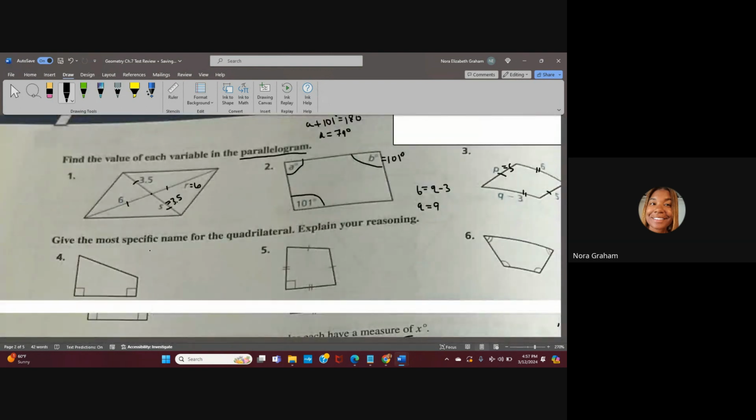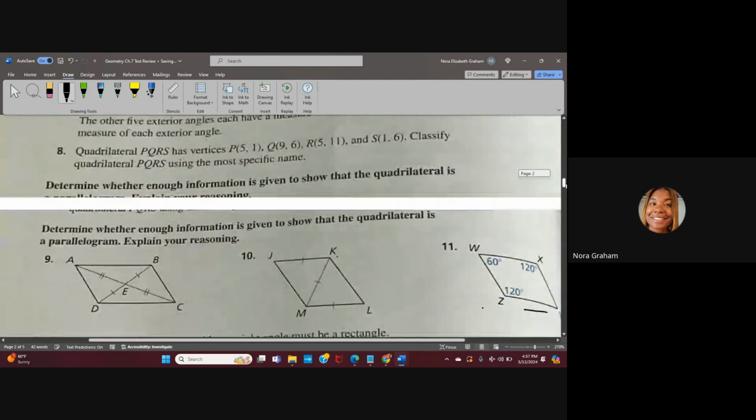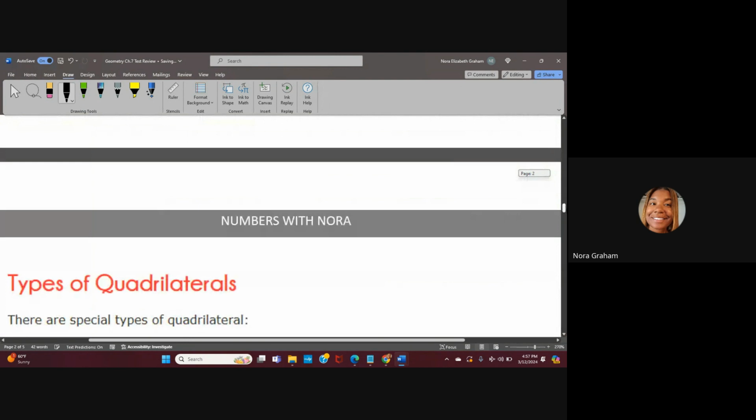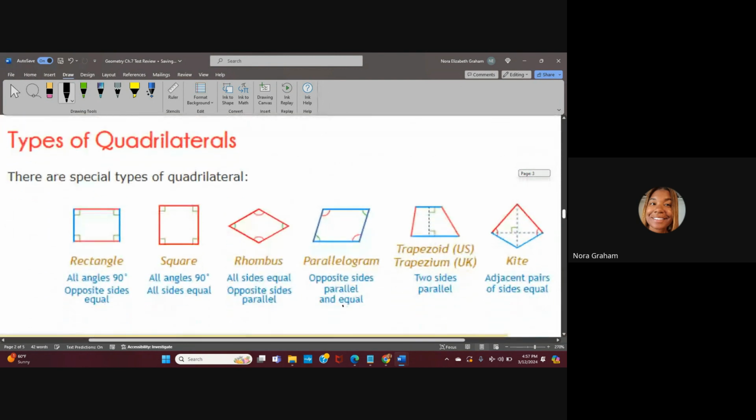So 4, if I notice I have 2 right angles, right? Also, if I connect these right here, I end up with 2 parallel opposite lines, right? It's supposed to hit right there, but we get the point. So if I want to look at a quadrilateral that has at least 2 right angles and opposite 2 sides that are parallel, it's going to be this one right here, a trapezoid.